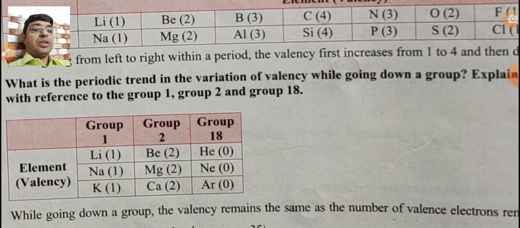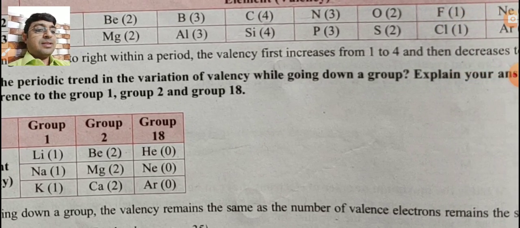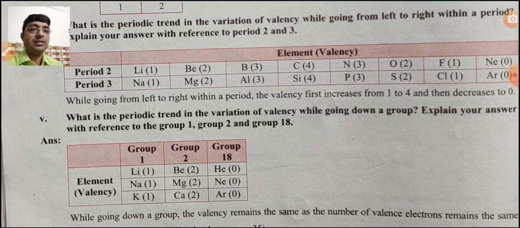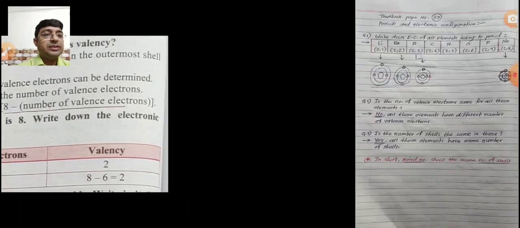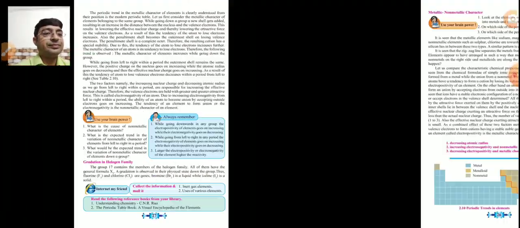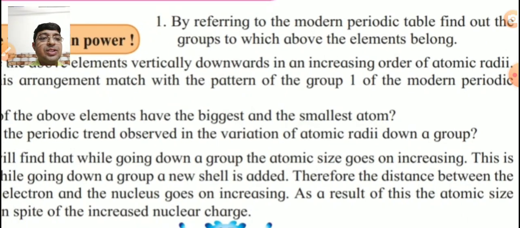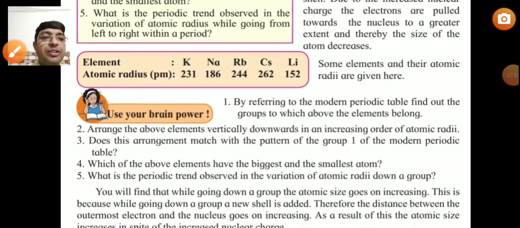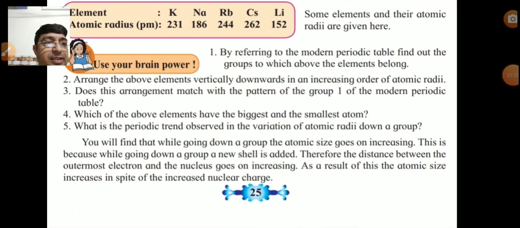While going down a group, the valency remains the same as the number of valence electrons remains the same. Is this valency decided from the number of valence electrons in that particular group? Check the next point. So we are confirming all the answers to these questions. All 5 questions over? Yes. Last paragraph.